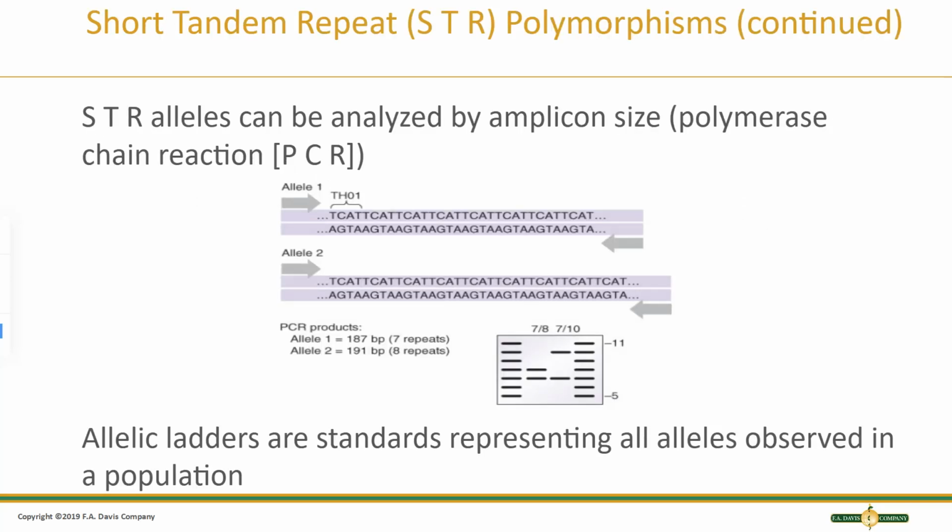STR alleles can be analyzed by amplicon size, using polymerase chain reaction. So we make many copies of a particular region and evaluate it from there. Allelic ladders are standards representing all the alleles observed in a population. So here are the PCR products that were produced. Allele 1, 187 base pairs, 7 repeats. Allele 2, 191 base pairs, 8 repeats.